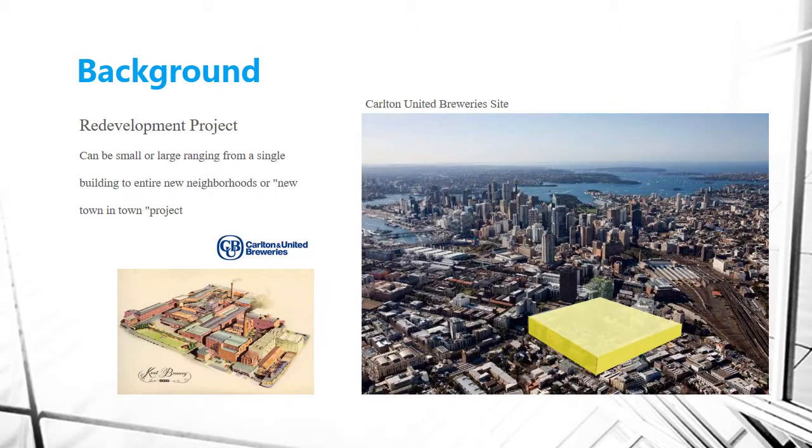In the first place, redevelopment projects can be small or large, ranging from a single building to entire new neighborhoods or new town-in-town projects. The redevelopment of the former Carlton United Brewery site has caused much attention as a result of many modified concept plans, as well as a myriad of subsequent approvals under the extended operation of Part 3A of the Environmental Planning and Assessment Act 1979.